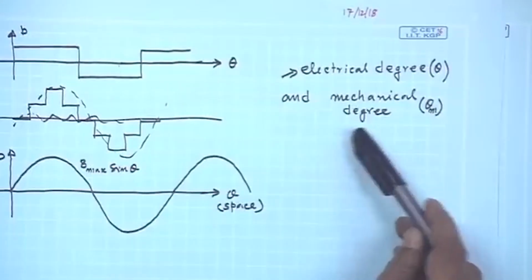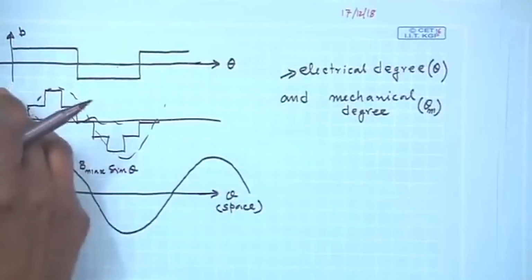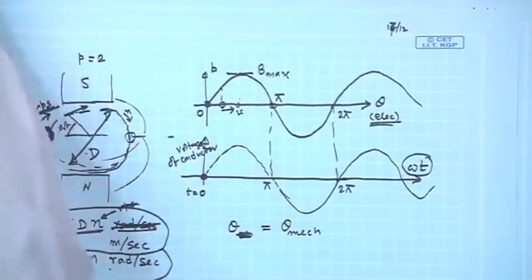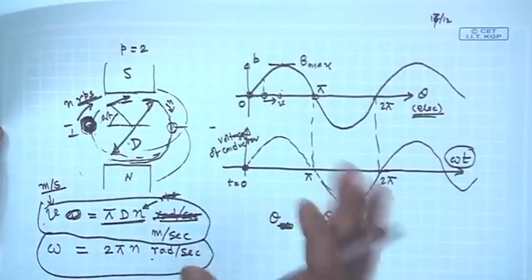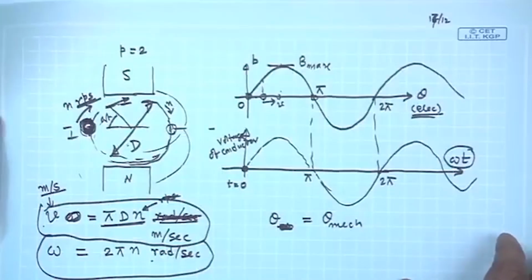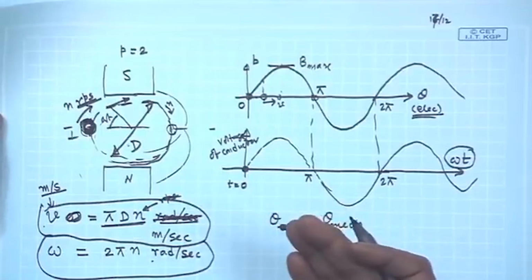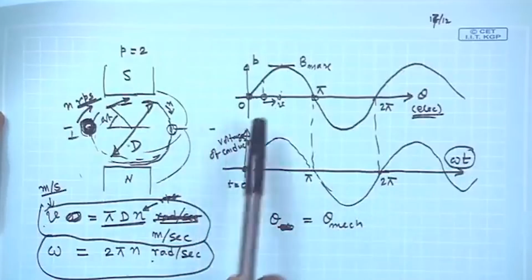Welcome to the 17th lecture. We were discussing electrical degree and mechanical degree, and what the difference is. The whole idea is this: if it is a two pole machine and the B distribution is sinusoidal, we will consider only the fundamental component of that B distribution. We will see how this can be made a more perfect sinusoidal B distribution.